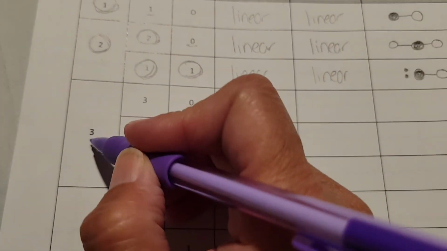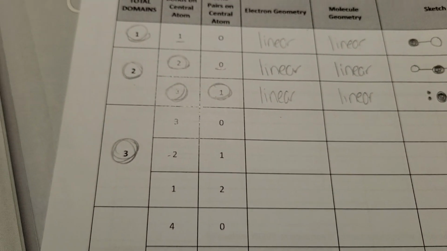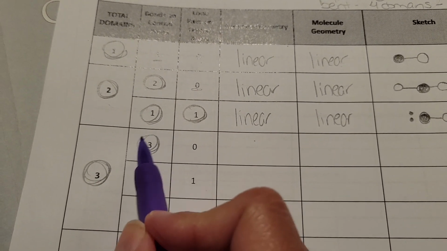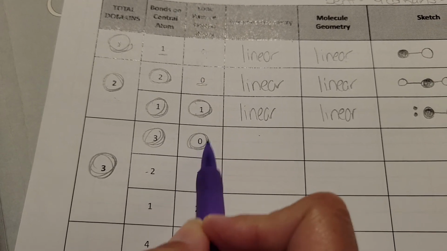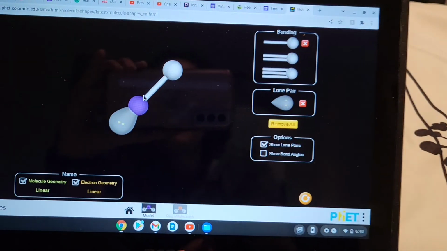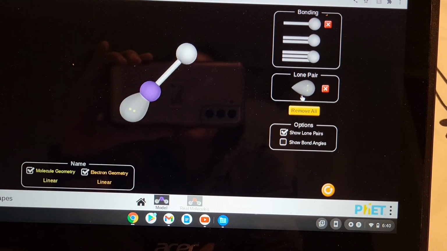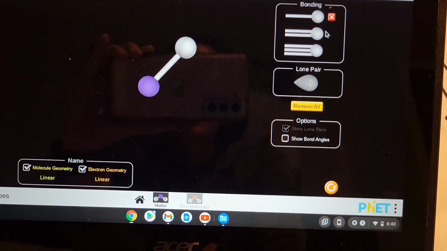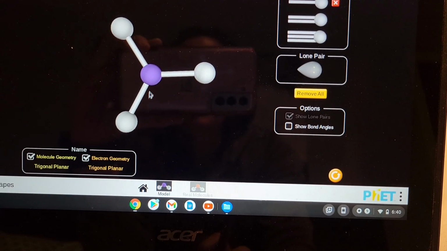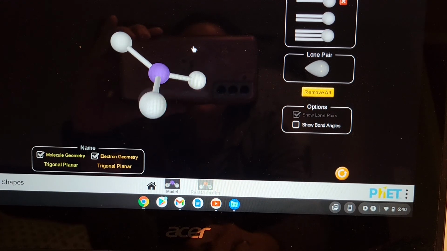So my total domains now, I have 3 that are going to be bonded to it. So 3 things are going to bond, no unshared pairs. All right, so now we're going to start getting away from the linear shape. Okay, so I'm going to take off this lone pair, and I want to have 3 that are bonded. There we go. Okay, so now you're going to spin it around a little.